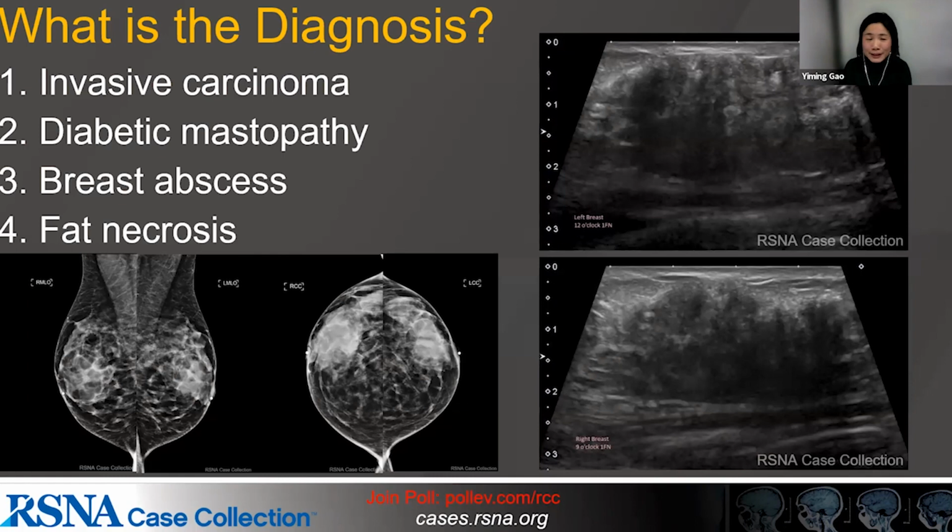Number one is invasive cancer. Number two is diabetic mastopathy. Number three is breast abscess, remembering the pertinent negatives. And finally, fat necrosis, again, pertinent negatives. And we can move on.